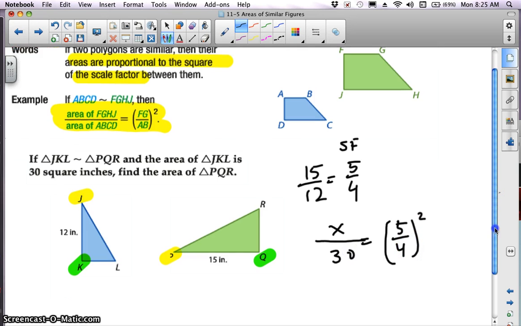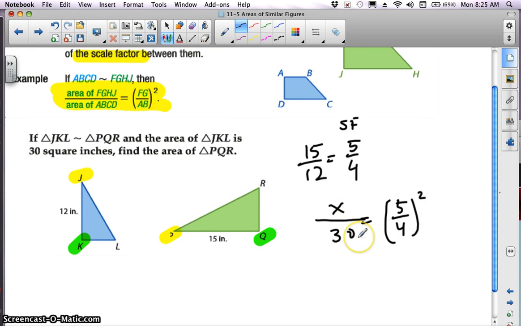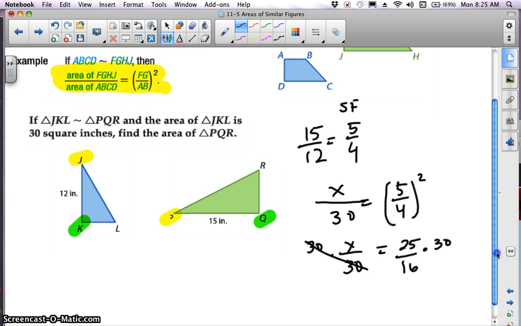When we solve this, it doesn't matter what order, just as long as if you have PQR on top, you make sure you have JKL on bottom. When we square the scale factor, it's going to be 25 over 16, and then we have X over 30. To solve for X, we're going to multiply by 30. That cancels out on this side, and we multiply by 30 over here.